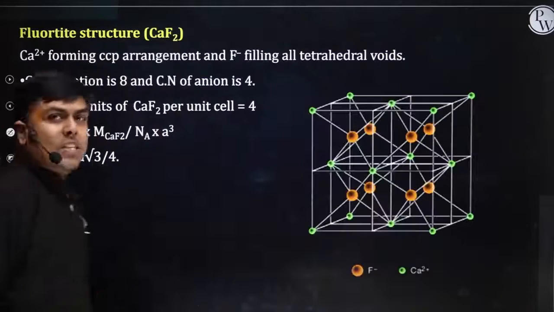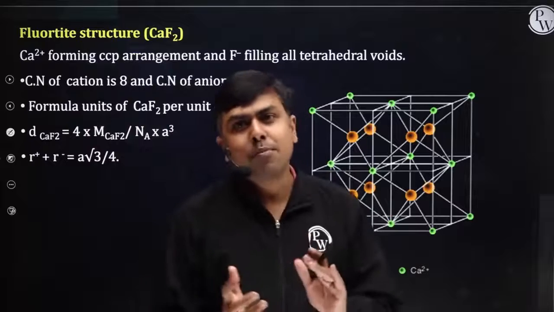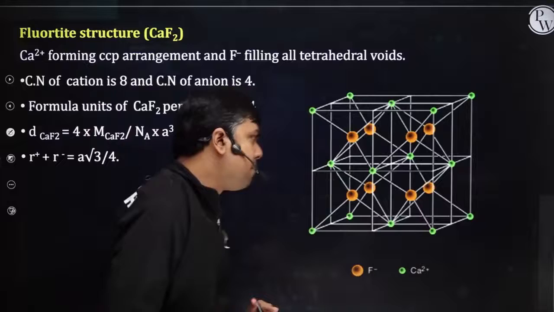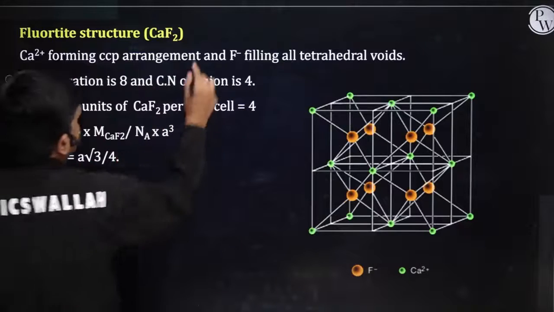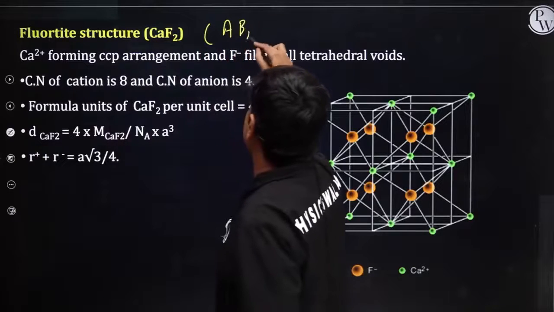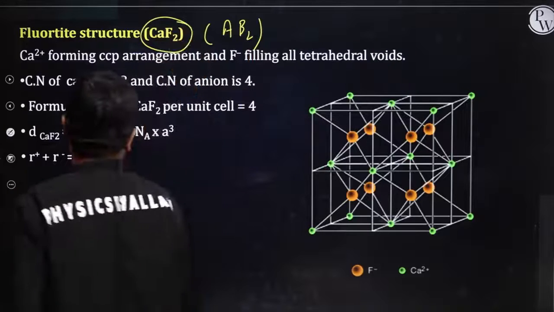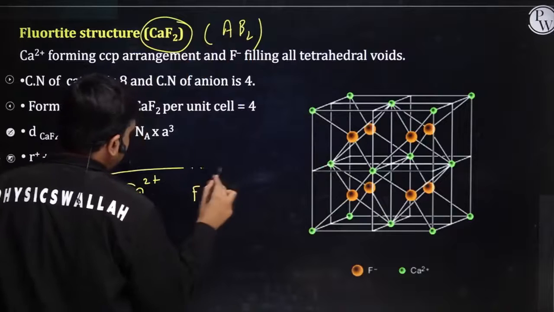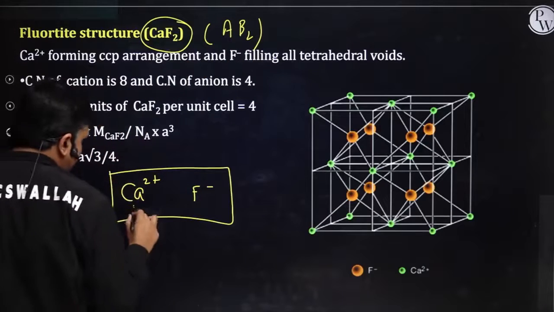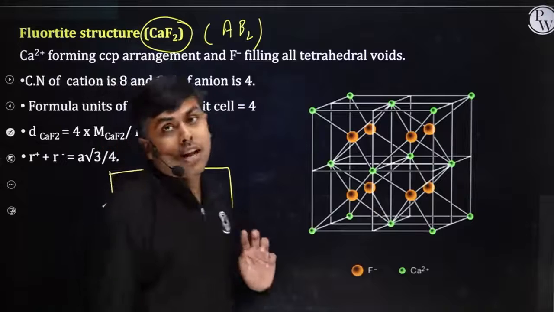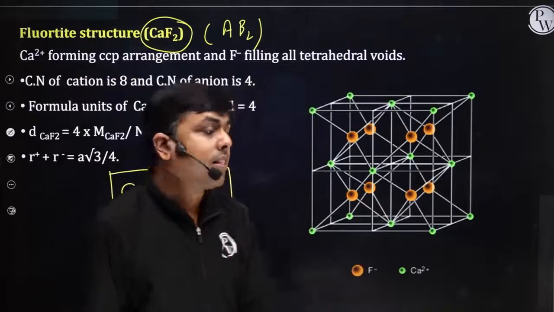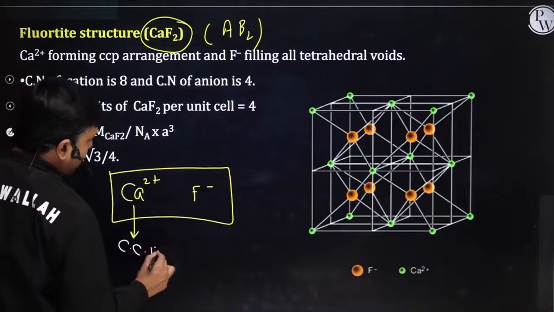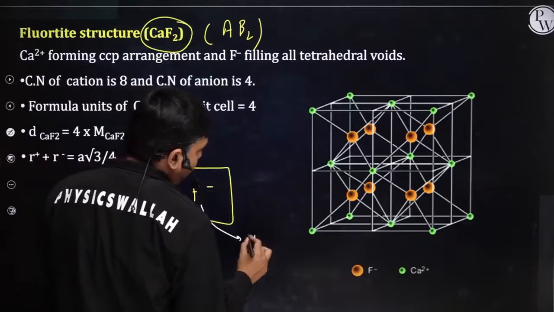Am I clear? Students, moving ahead, the next type of structure that we have to study is the fluorite structure. I say it is AB2 type. Fluorite CaF2. Cation Ca2+, anion F-. Student, here the size of the cation is somewhat larger as compared to the size of the anion. Now, this cation is placed in a CCP lattice, and the anion is placed in all tetrahedral voids.